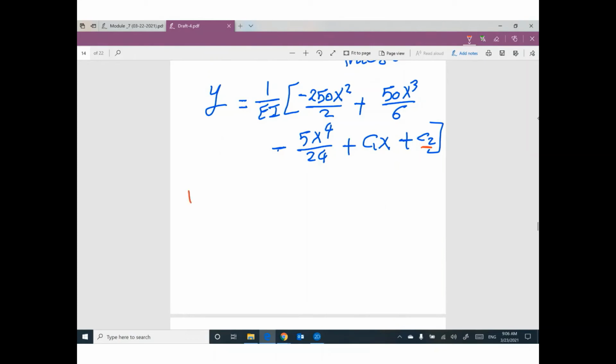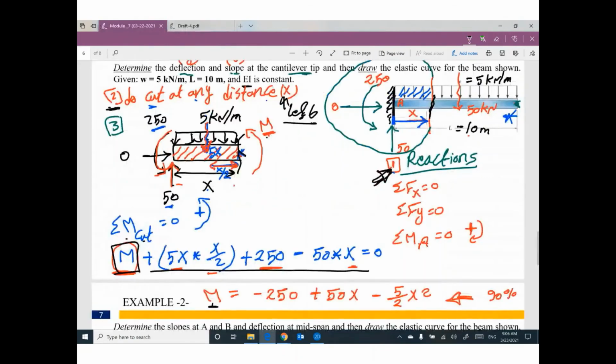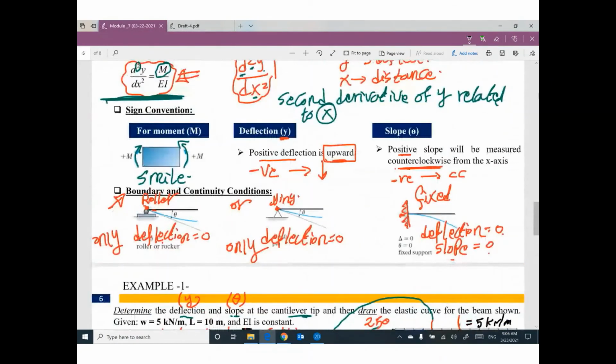So we have something called boundary conditions. As I told you before, we have only these boundary conditions. If you have a roller, deflection equals 0. If you have a hinge, deflection equals 0. If you have a fixed support, both deflection and the slope equal 0.